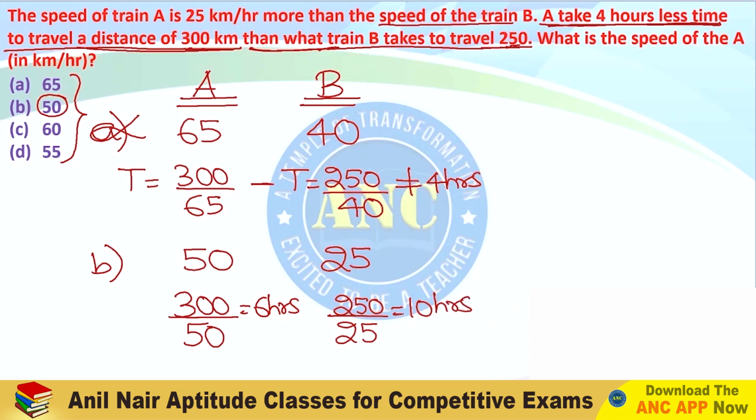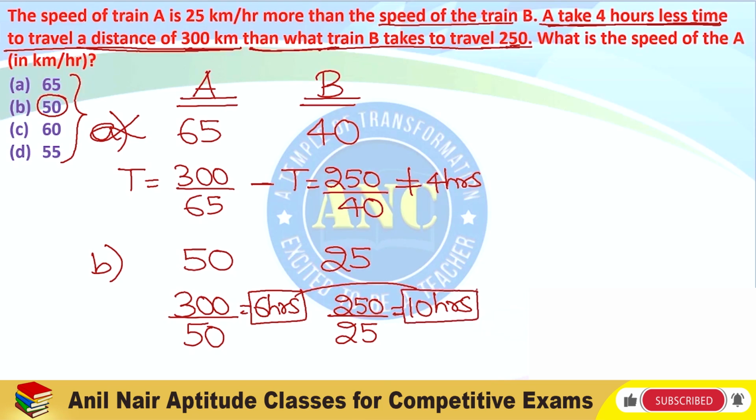And you can very clearly see that train A is taking 4 hours less than train B is taking. Time taken by train A is 4 hours less than what train B is actually taking, which is exactly according to the statement given in the question. Therefore, my second option should be the right answer.